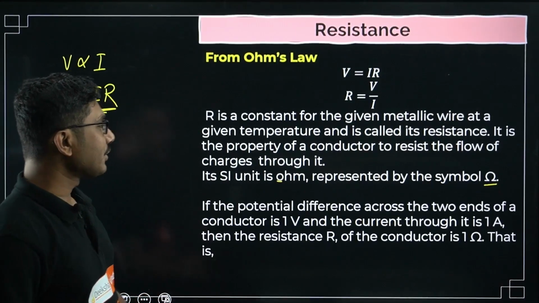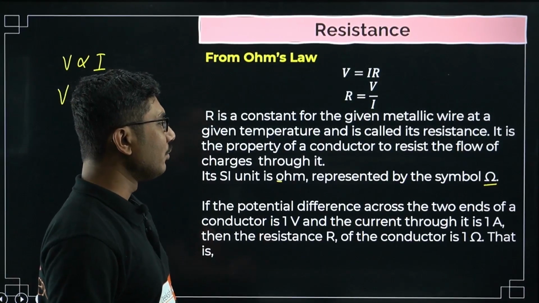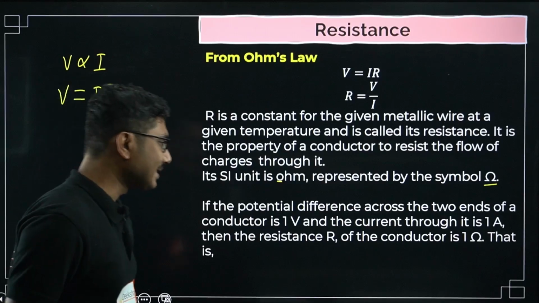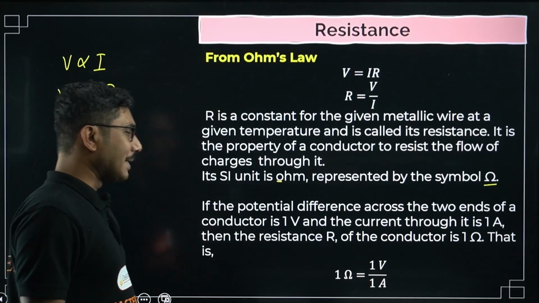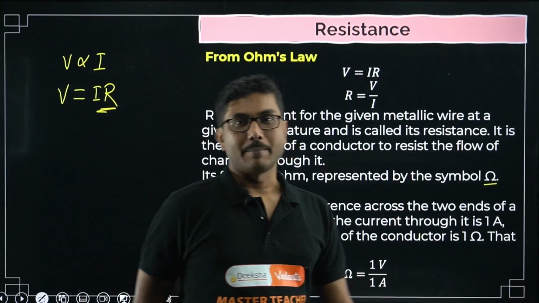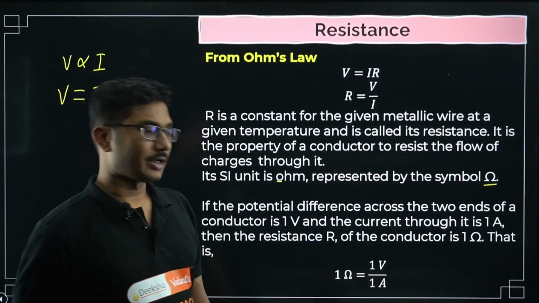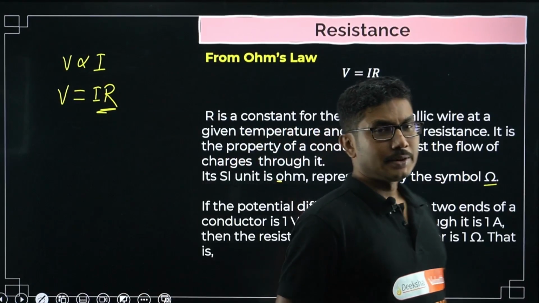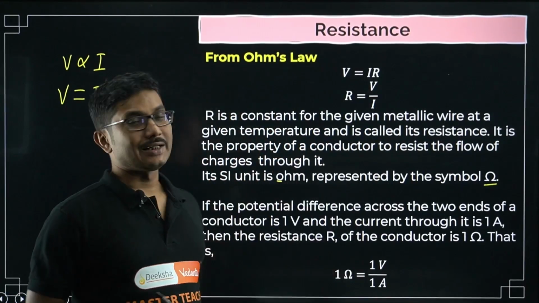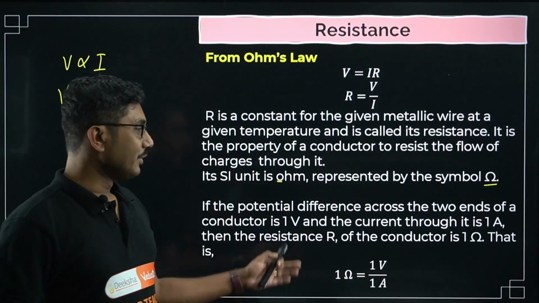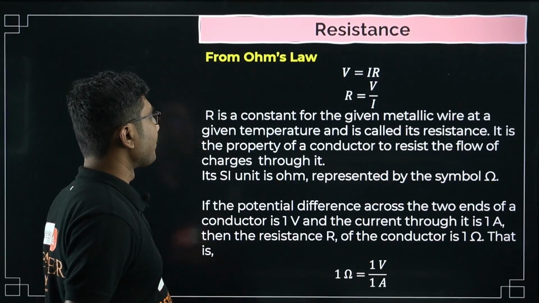Now, if the potential difference across two ends of a conductor is 1 volt and the current through it is 1 ampere, then the resistance R of the conductor is 1 ohm. That is, 1 ohm is basically 1 volt per ampere. It is not a new unit. The only thing is, since we use it a lot, we assign a single unit so that we can calculate it easily. So 1 ohm is basically 1 volt per ampere.